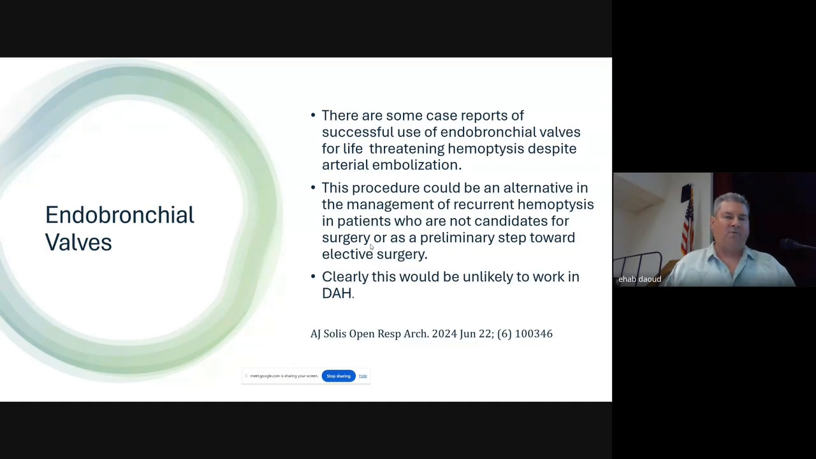Endobronchial valves, I'm going to talk more about that in a minute. Kind of an interesting strategy. I haven't done this yet for someone that's bleeding, but instead of putting a balloon occlusive device, you could drop a valve if you see the subsegment where the blood is coming from. Come back 4 weeks later, take it out, clean up.